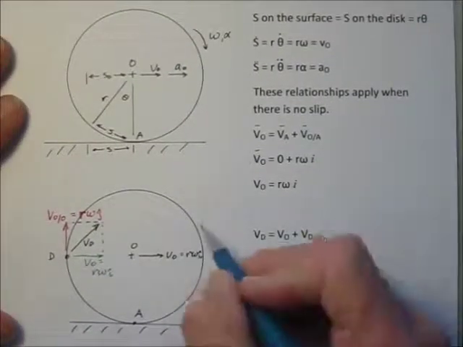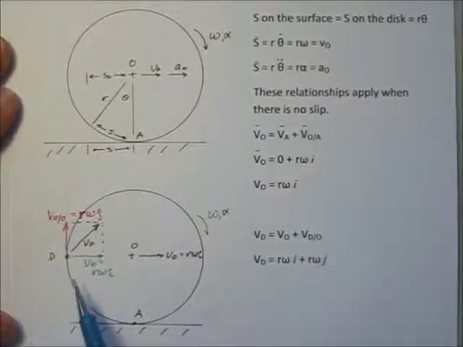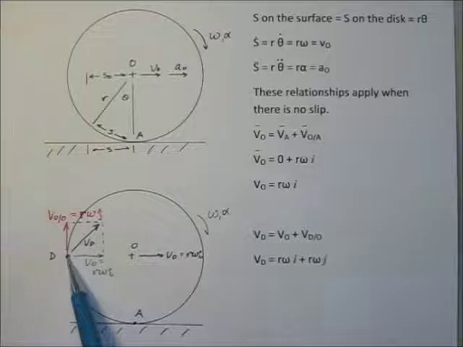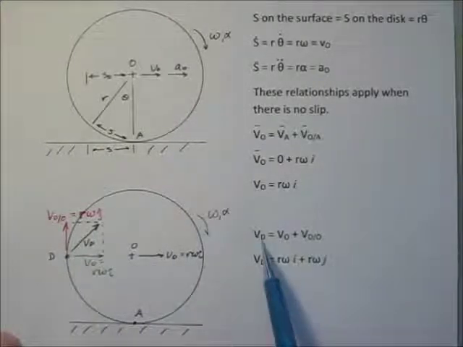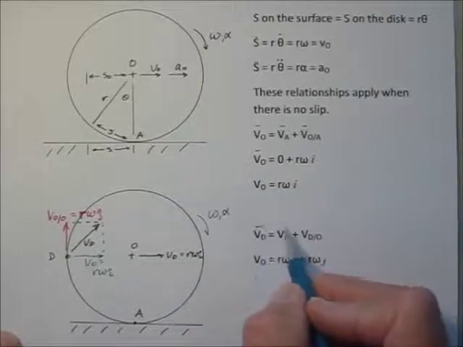Let's say that it's continuing to go in this direction. We got some omega and some alpha going in this direction. Let's talk about the velocity at point D over here. Well, we can recognize that the velocity of D is equal to the velocity of O plus the velocity of D with respect to O.